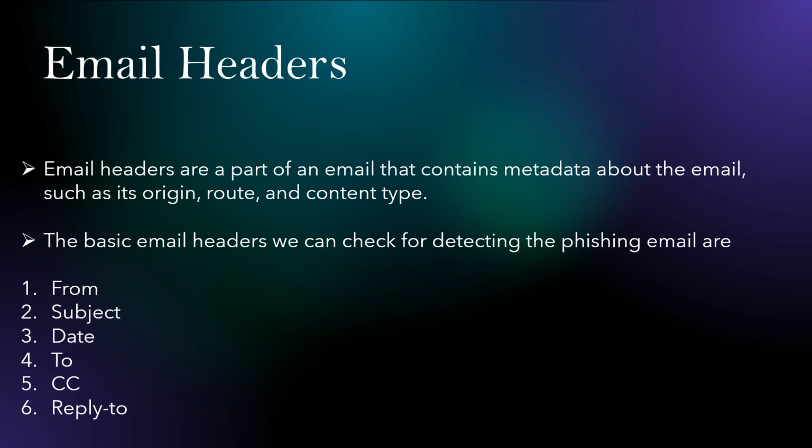The basic email headers you can check to detect emails are From, Subject, Date, To, and CC. CC means that you are going to send this email to many people. I already told you that in spam and phishing emails, attackers send the email to a large number of people. This can be done by the CC email header, and Reply-To. If you got an email and you are going to reply to it, then the email address to which you are going to reply is the Reply-To address.